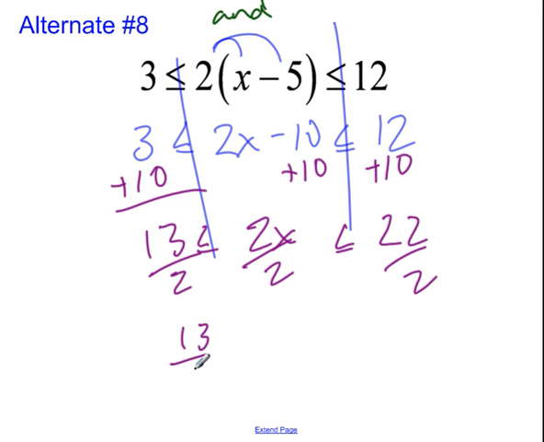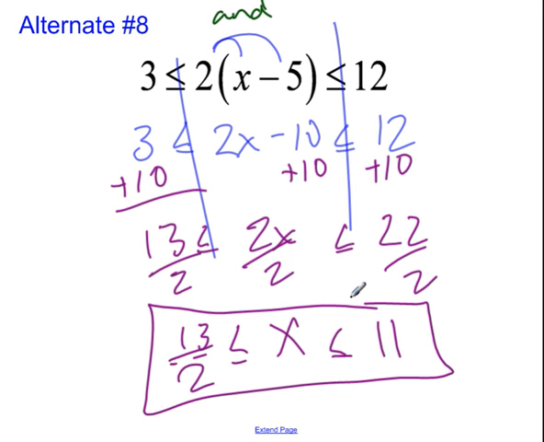So I get a scary 13 halves. Whoa, why did I write a 3? It's been a long day, folks. 13 halves here, less than or equal to x, less than or equal to 22 divided by 2 is 11.